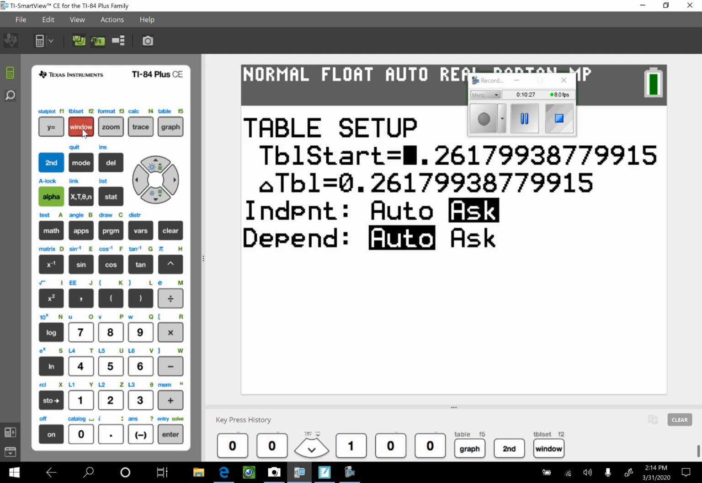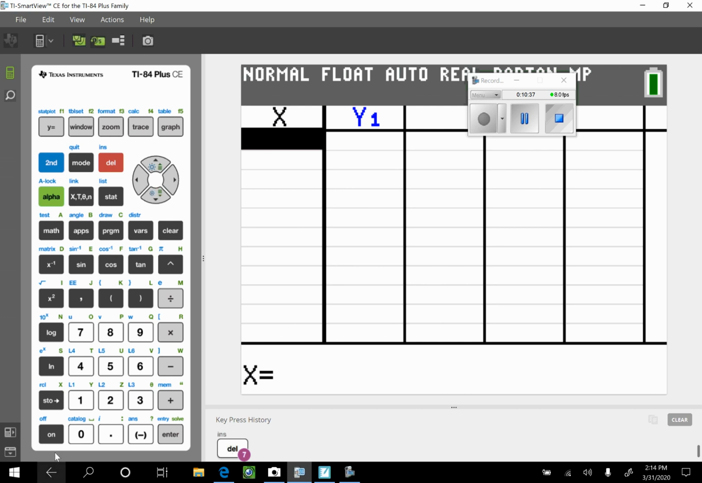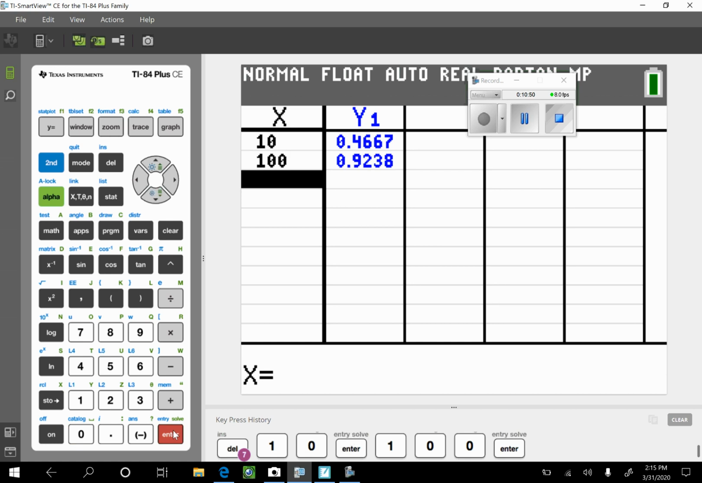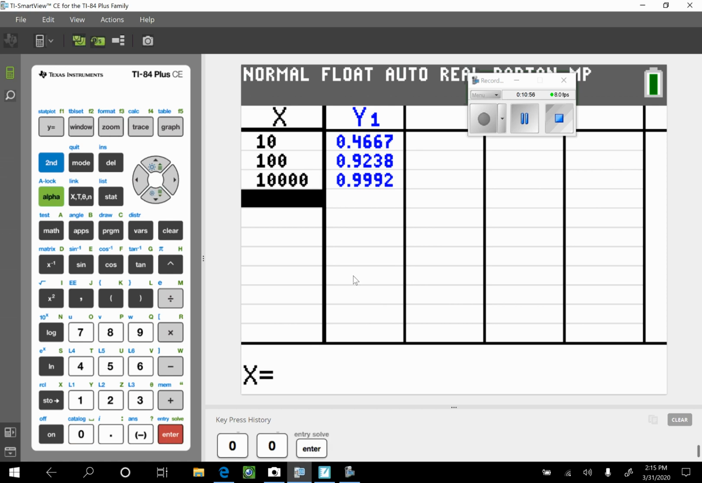I'm going to make sure that I'm on ask, and I am. And I'm going to come up here to the table, and I'm going to delete these guys. I could have left them in there. And I'm just going to see what, I'm going to put 10 in. That's what the output is, 0.4. I'm going to put 100 in. The output is 0.92. I'm going to put 10,000 in and get 0.9.